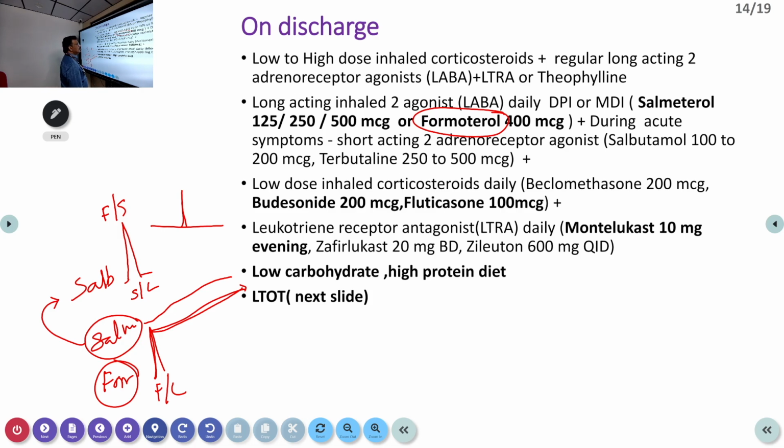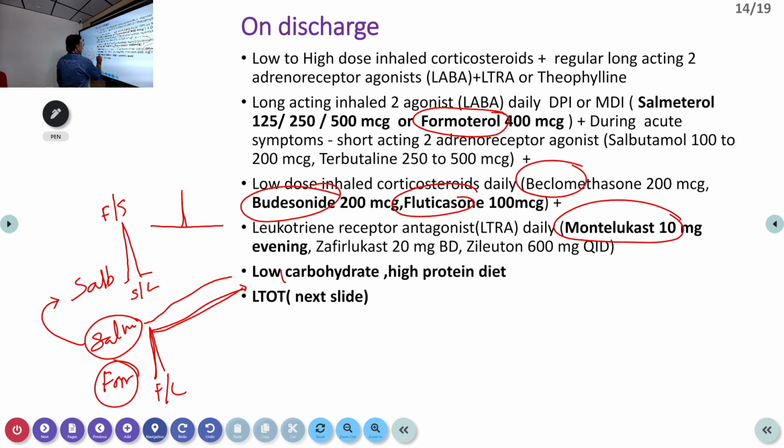So salmeterol or formoterol with budesonide or any other steroid, budesonide or fluticasone or beclomethasone, any drug. We always combine formoterol with budesonide and give it to the patient. Montelukast is a very useful drug in asthma, but it is not so useful in COPD, but many physicians still give it because there is an element of allergy there also.